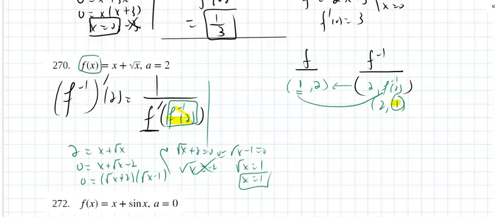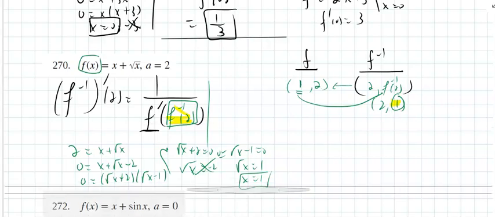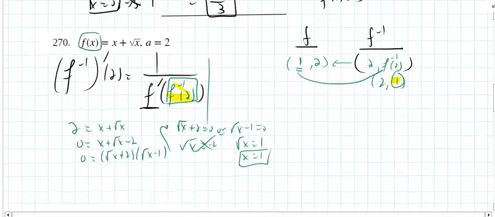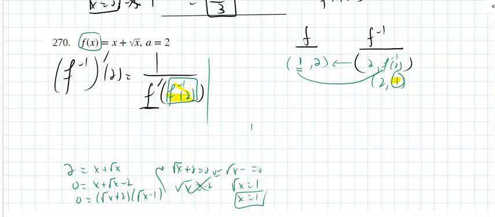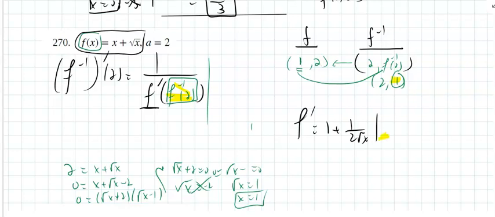What else do I need to figure this problem out? I need a derivative of the original function. What's the derivative of the original function? There's the function, and the derivative is 1 plus 1 over twice radical x. I'm going to evaluate that at the 1. That is 1 plus 1 half, which is 3 halves.